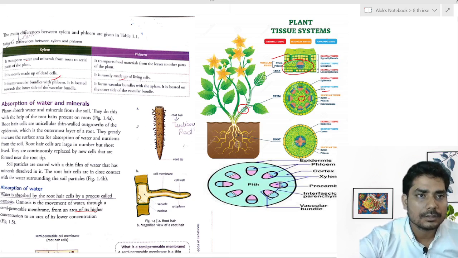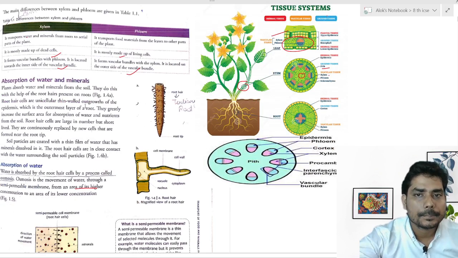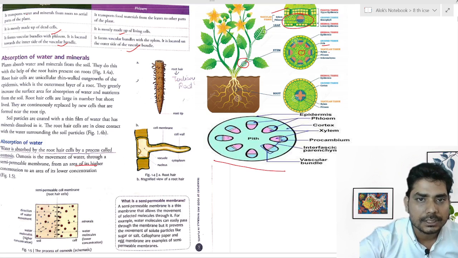In a vascular bundle, phloem is located toward the outer side and xylem is located toward the inner side of the vascular bundle. Okay. Phloem is located on the outer side, xylem on the inner side of the vascular bundle. This is a vascular bundle, and here is the xylem inside, and the outer side is the phloem.